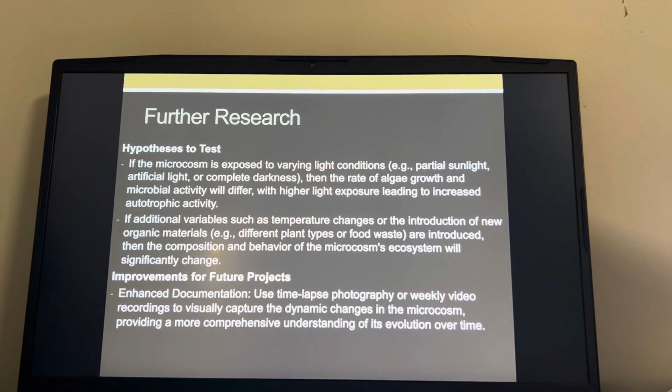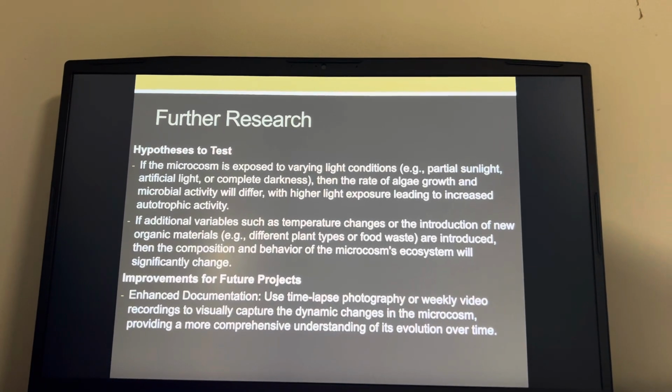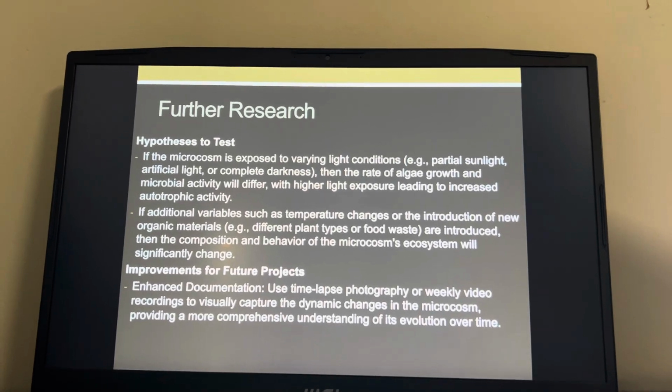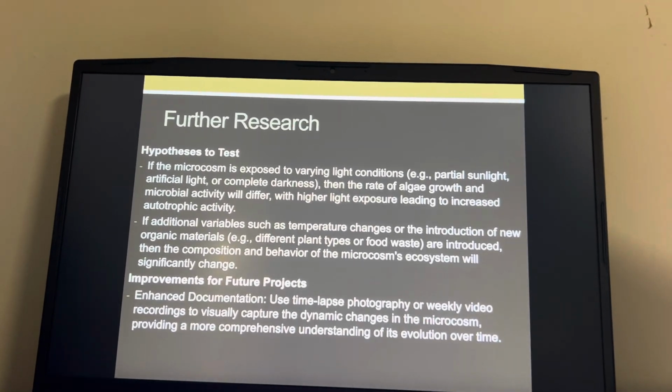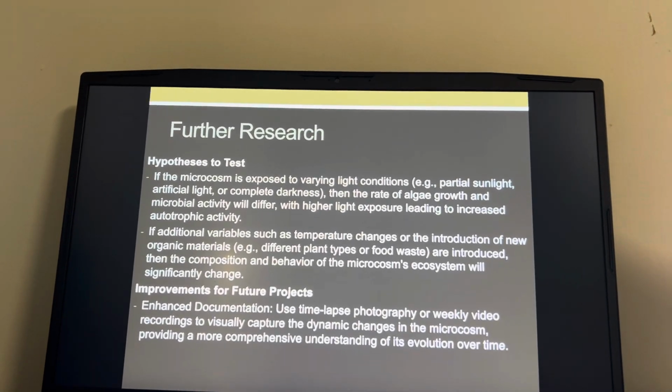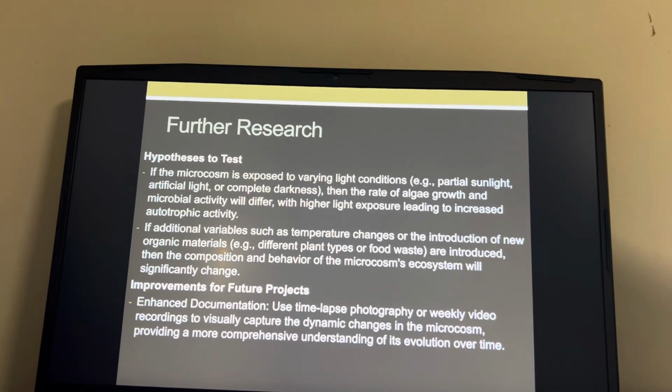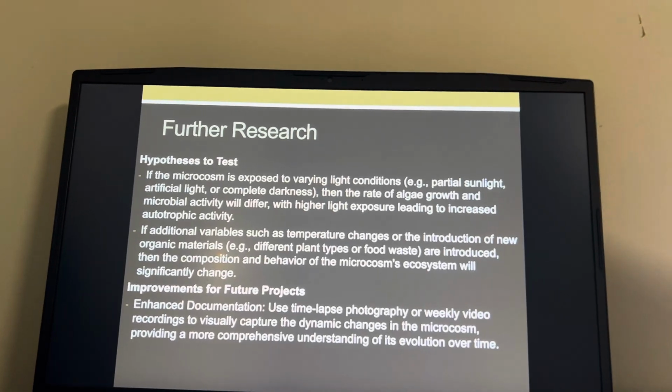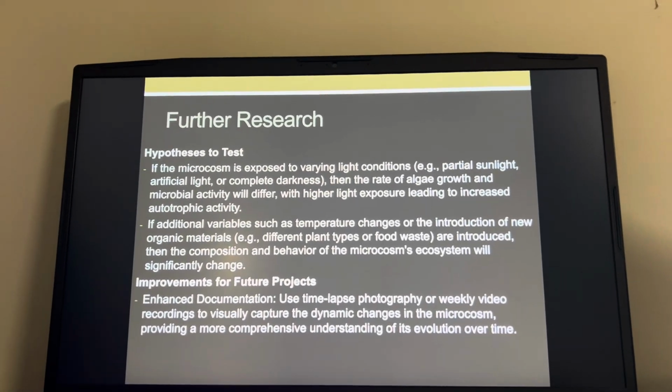Using tools like time-lapse photography or weekly video recordings would allow for a more detailed visual representation of the dynamic changes within the microcosm. This approach would provide a more comprehensive understanding of how the ecosystem evolves over time and make the project even more engaging and informative.